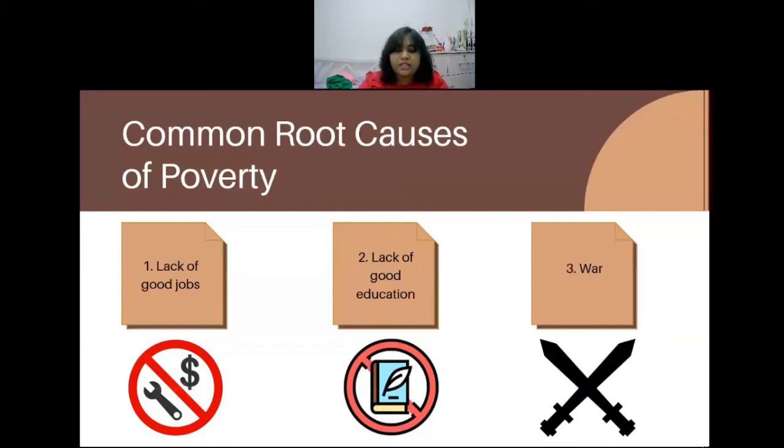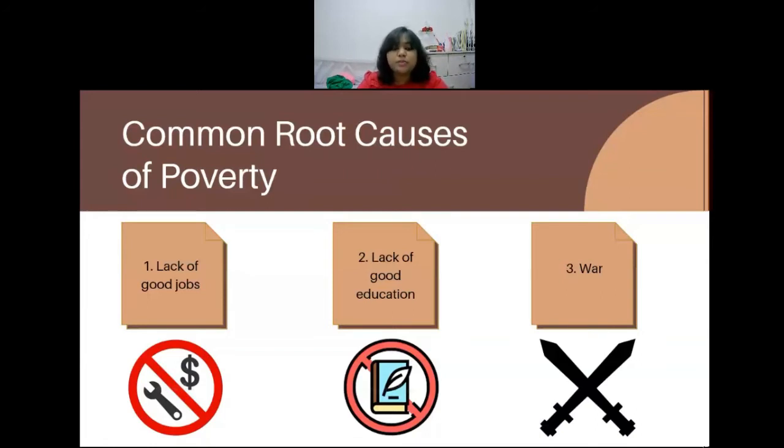Oftentimes, families need kids to work where there aren't also schools that are close by, or girls aren't being educated because of the sexism and discrimination that exists, as all of us know, right? Well, as for the third one would be war, or I would say conflict.